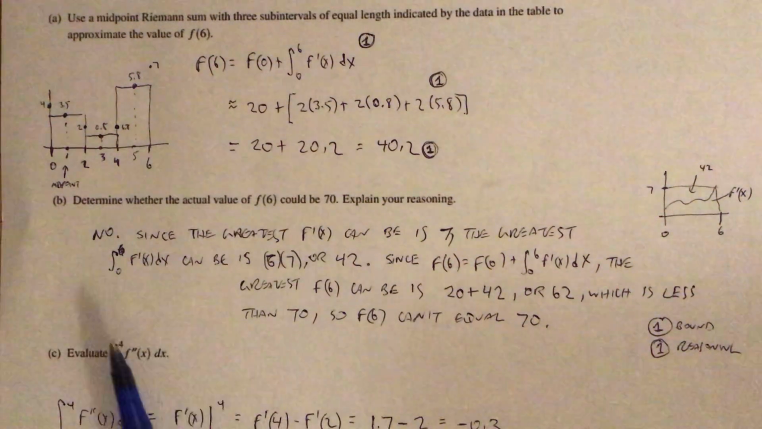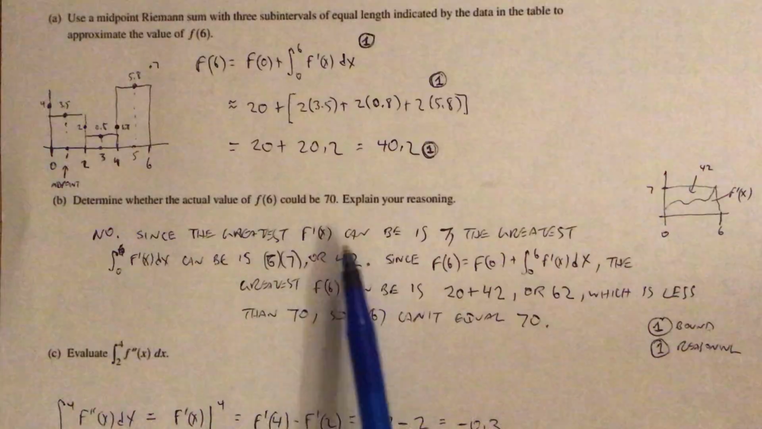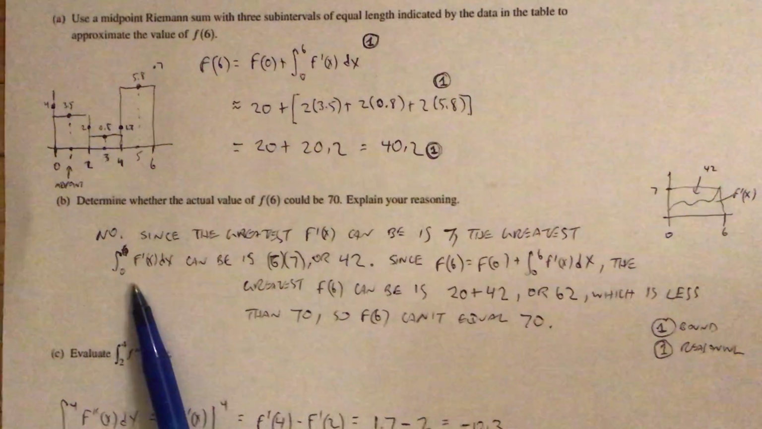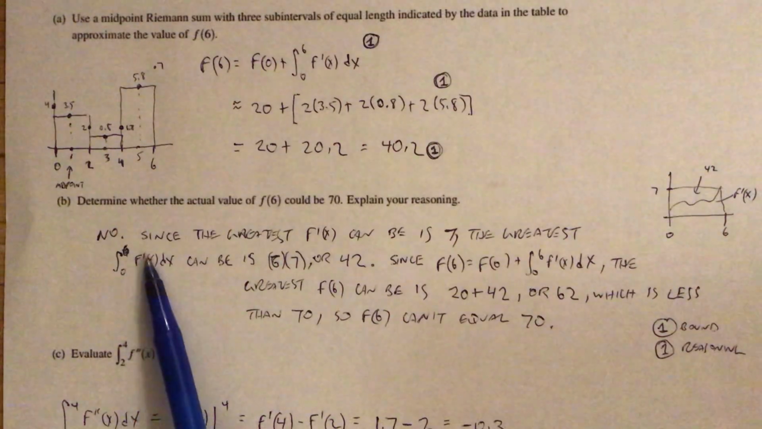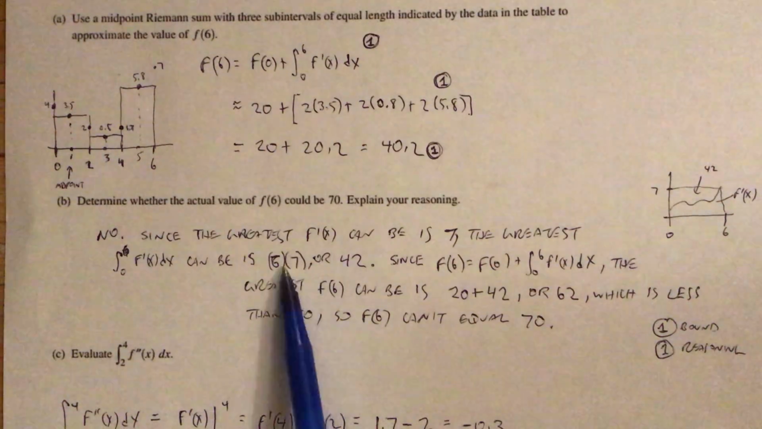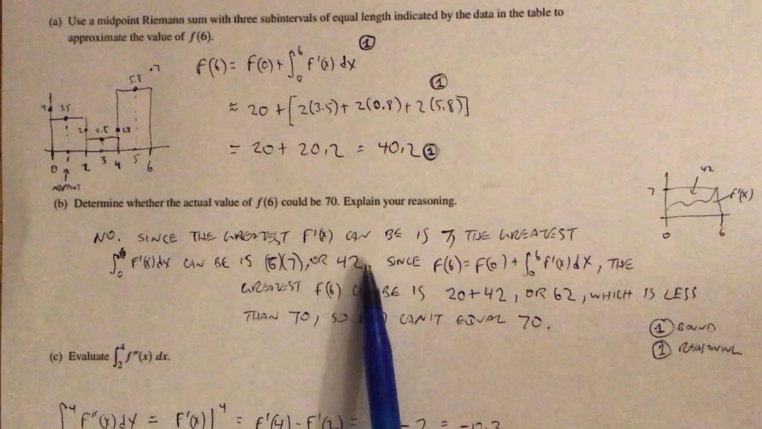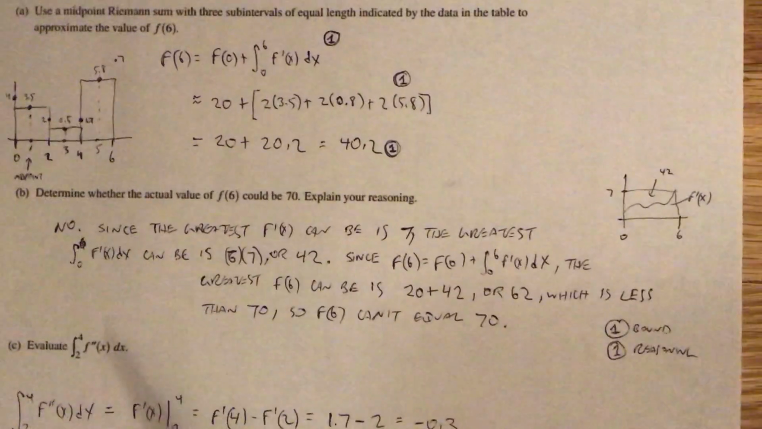So now to read what I said, I go, no, since the greatest f prime of x can be is 7, the greatest the integral from 0 to 6 of f prime of x can be is 6 times 7, or 42. So hopefully you see where that logic's coming from. Basically, the biggest area is that rectangle it could form.